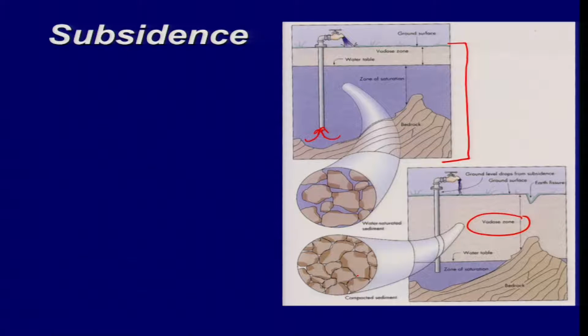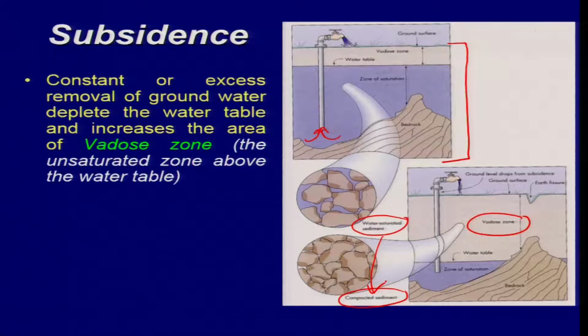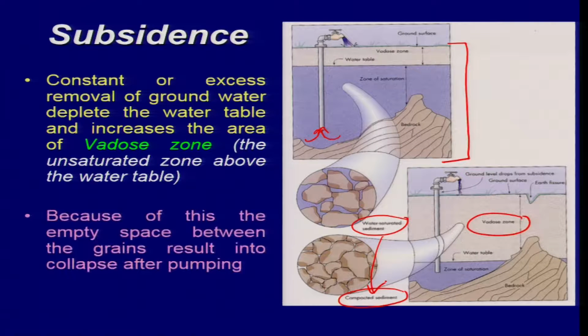And this will result in compaction, because this is the space which is available between each grain, which is still occupied by the water. But if you have removed this, the water saturated sediments will be compacted. So, this will happen because of the excess removal of groundwater, and this can result in the collapse of the area. The next example is of the karst topography.